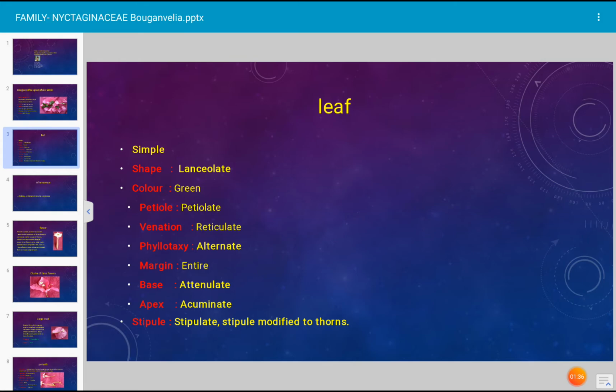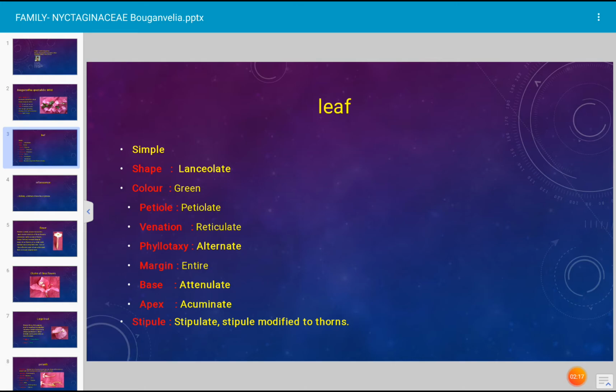How is the leaf of Bougainvillea? It is a simple leaf because it has only petiole and lamina. Petiole is the stalk of the leaf, and lamina is the spreading green part of the leaf. Such a leaf, having only lamina and petiole, is described as a simple leaf. The shape of the leaf is lanceolate, lance-shaped. Color is green, and the leaf has a stalk, that is petiole. Such a leaf is described as a petiolate leaf. And venation is reticulate, again a characteristic feature of dicot plants.